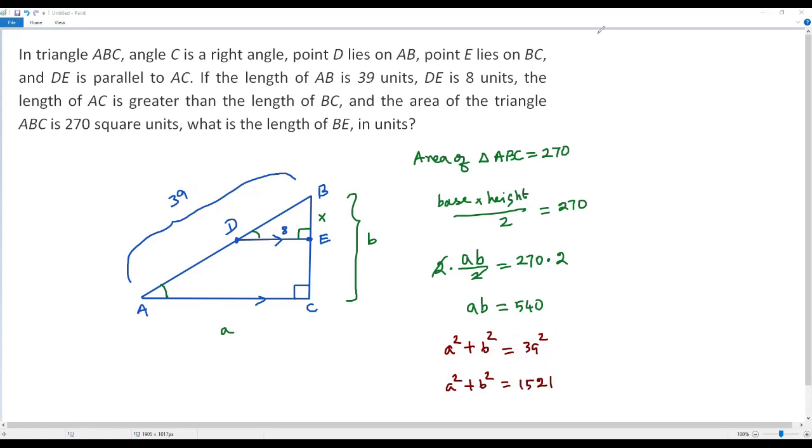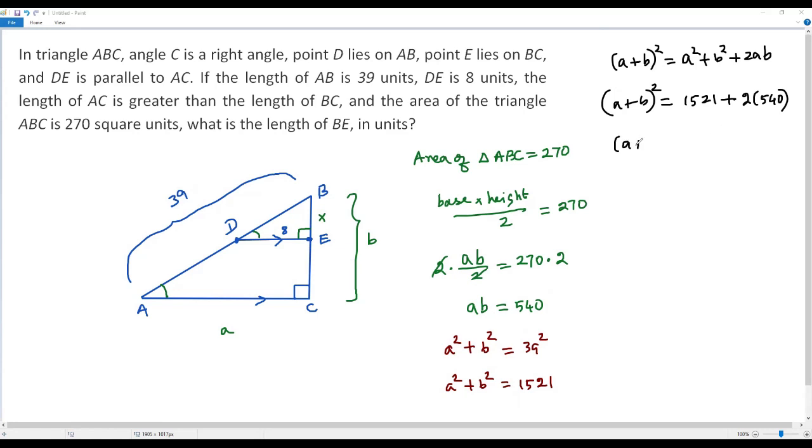Okay, now let me consider an algebraic identity, that is the square of a binomial, a plus b the whole square. Its expansion is a square plus b square plus 2ab. Okay, a plus b the whole square equals, we know the value of a square plus b square, that is 1521. Let me write over here. And plus 2 times, already we got the value of a times b, that is 540. Let me plug in over here.